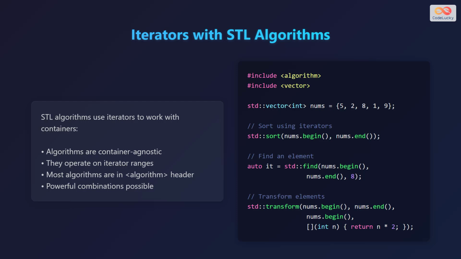We include the algorithm and vector header files. We declare a standard vector named nums and initialize it with some values. We use the sort algorithm along with iterators to sort the elements of the vector in ascending order. We use the find algorithm along with iterators to search for the element with the value 8 in the vector, storing the result in an iterator named it. We use the transform algorithm along with iterators to apply a transformation function to each element of the vector, multiplying each element by 2.